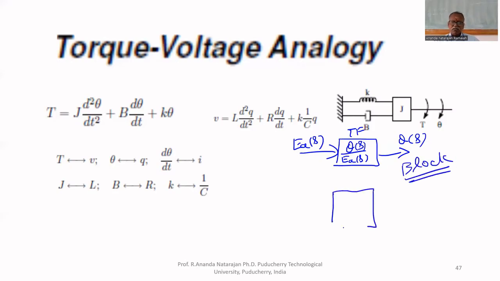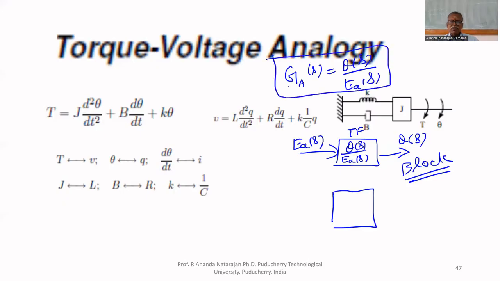We put a box. The transfer function can be called Ga of s equal to theta of s upon Ea of s. We call the transfer function Ga, where A is for armature controlled DC motor. So in the block diagram, we can simply write Ga of s. The input is Ea of s and the output is theta of s. We can put it like this.